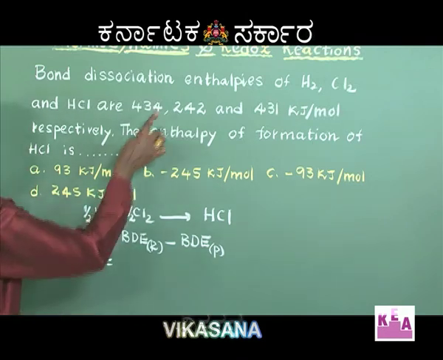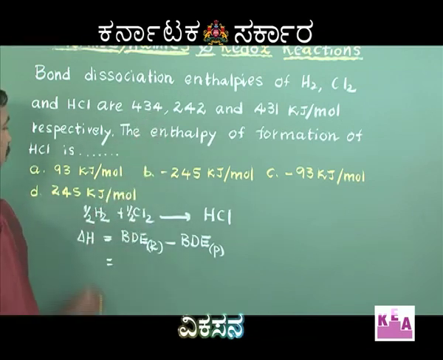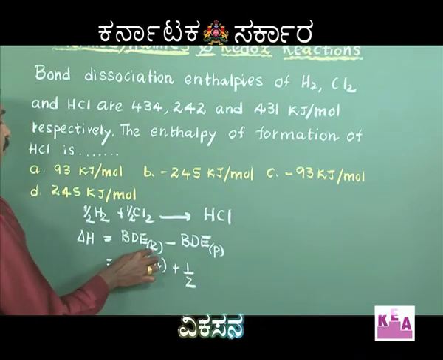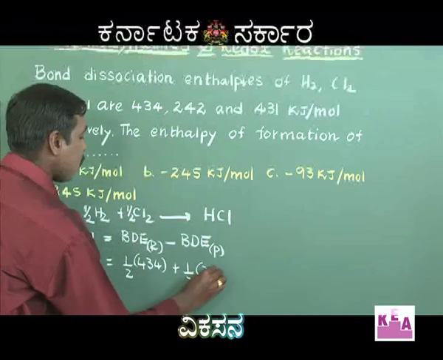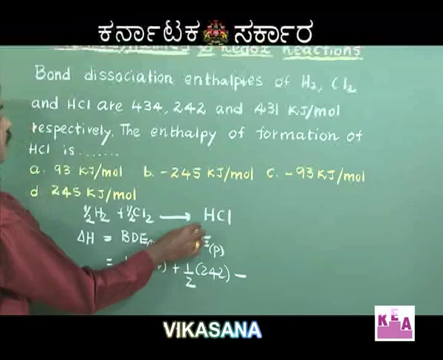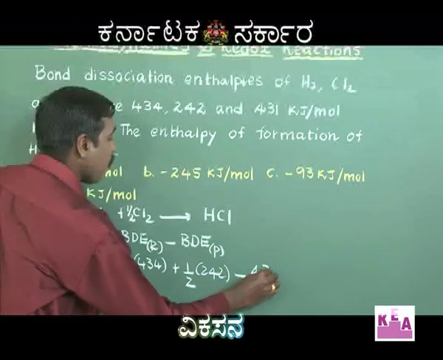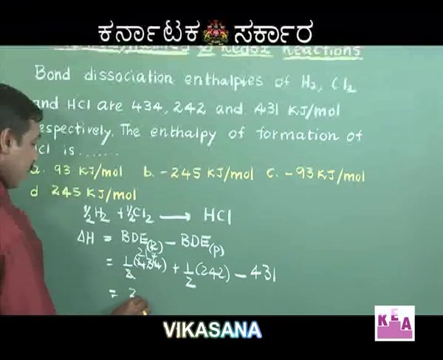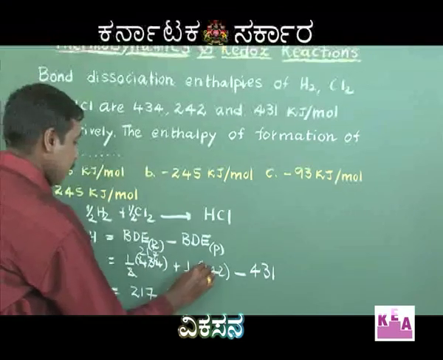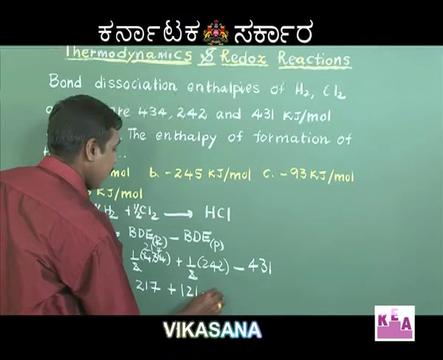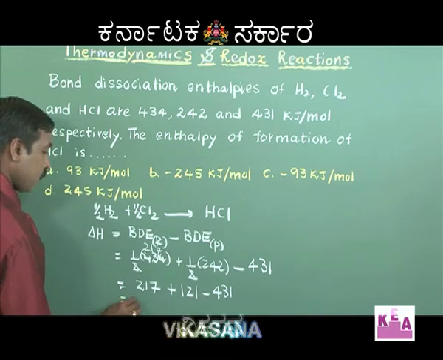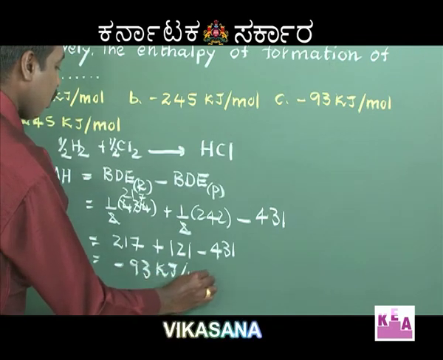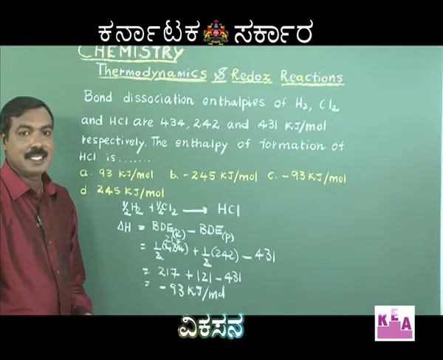So, the enthalpy of hydrogen was given as 434, it is half of 434 plus half of the enthalpy of chlorine, given as 242, minus the enthalpy of HCl, given as 431. On solving this, I get 217 plus 121 minus 431. Solving this further, I get the answer as minus 93 because the unit was designated as kilojoule per mole. Therefore, the right option is option C, minus 93 kilojoule per mole.